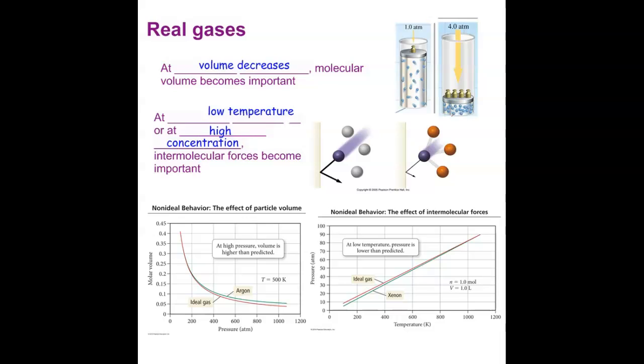Less collisions, less pressure. With high concentrations, you would also think that that would mean that there would be more particles colliding into the wall. But with high concentrations, there's also a higher likelihood of particles having interactions and intermolecular attractions, so the scenario on the right is more likely. So, summarizing this, at very, very low volumes or very, very high pressure, we have to account for the fact that particles have real volume. At very, very low temperatures or very, very high concentrations, we have to account for the fact that particles interact and have intermolecular forces. Therefore, they act as though fewer particles are colliding against the wall.